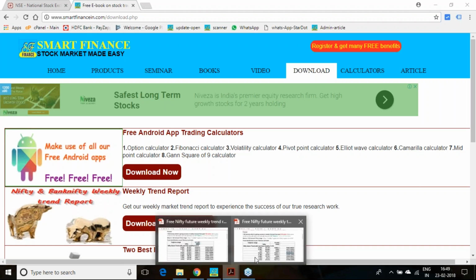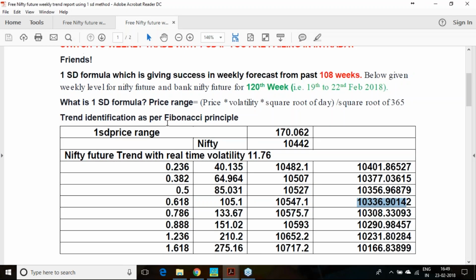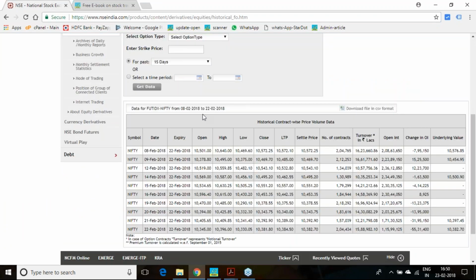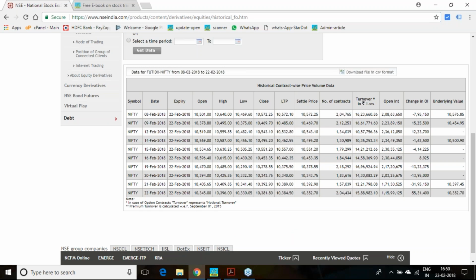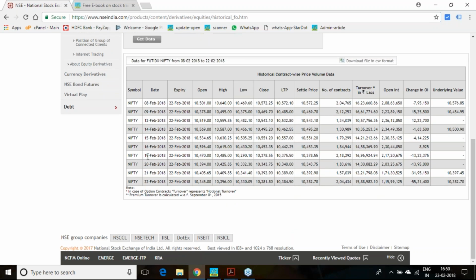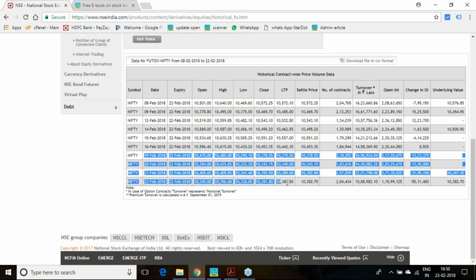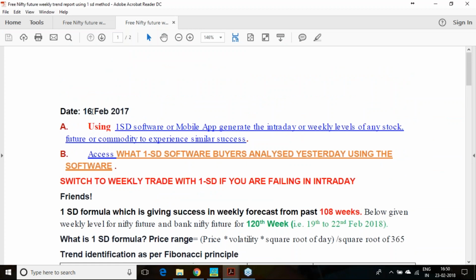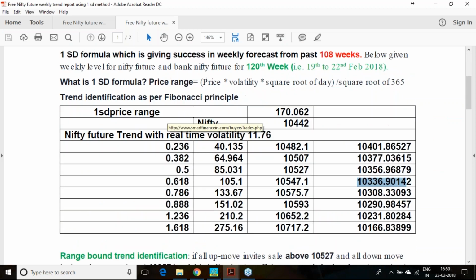What we suggested last week and how it has performed, I will tell you in short. I will also take you across the coming week's trend expectation. This is the last week of the February series, the last 4 days' activities and price points. These calculations we did on 16th Feb, uploaded on our site and informed you.